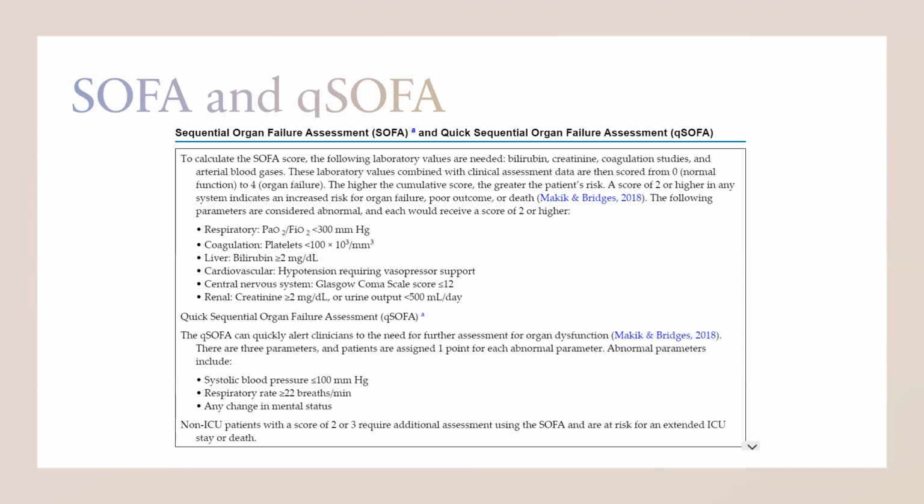The quick SOFA is for outside the ICU. There are 3 parameters because you're not routinely drawing ABGs on the med surg floor. And really, you would be doing your CNS assessment, but their protocol is systolic blood pressure less than 100, respiratory rate tachypneic, and any change in mental status. So any patient with a score of 2 or 3 requires additional assessment, then using the SOFA. So you're going to call an RRT with that. You have at least 2 indicators, right? And they'll probably get an ICU stay.